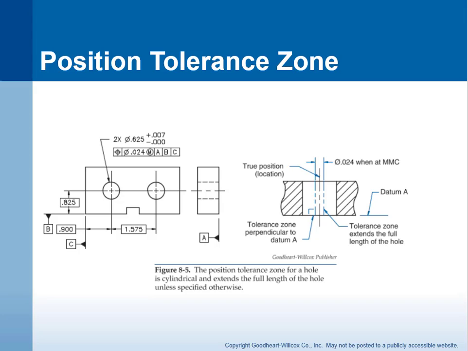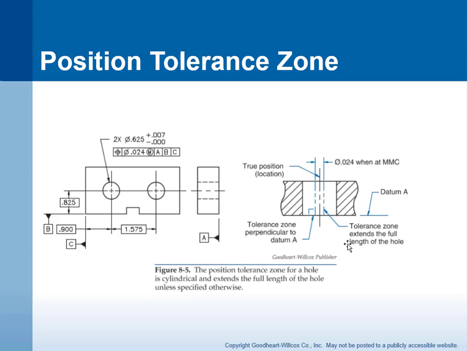In this particular case, we have a prismatic part. Datum A is the flat surface, datum B is this other flat surface, and datum C is the smaller flat surface that sets up our datum reference frame. And then we have these 2 holes, plus 7 thousandths minus nothing, with a 24 thousandths MMC true position. What does that mean?